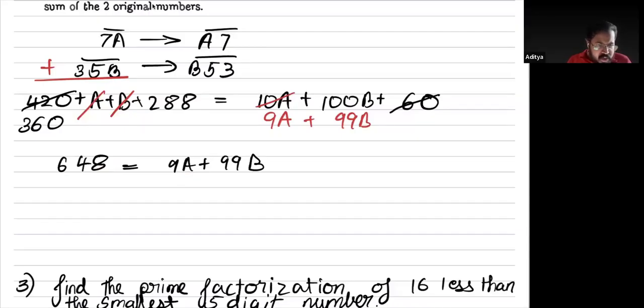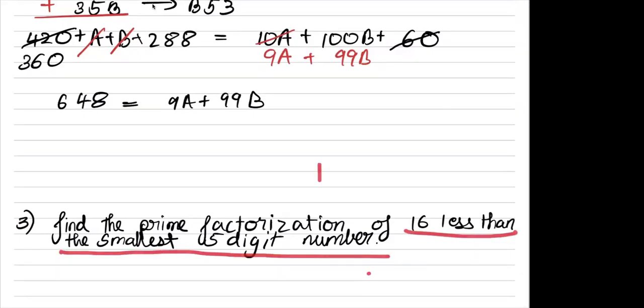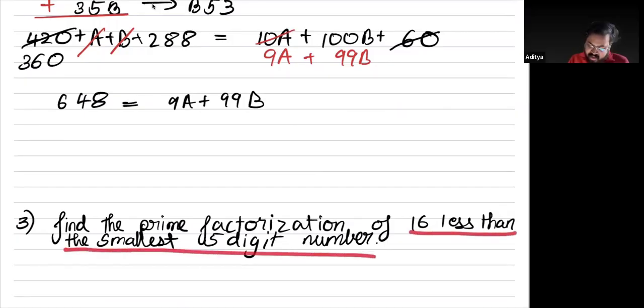Is my 3-number answer correct? Devabrata, not correct. What you have written is a much larger number than what I've asked. See, 16 less than the smallest 5-digit number. Sir, I thought 16 is that number. Oh, no. 16 less than the smallest 5-digit number.